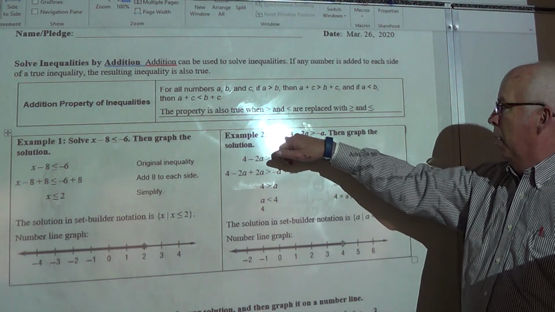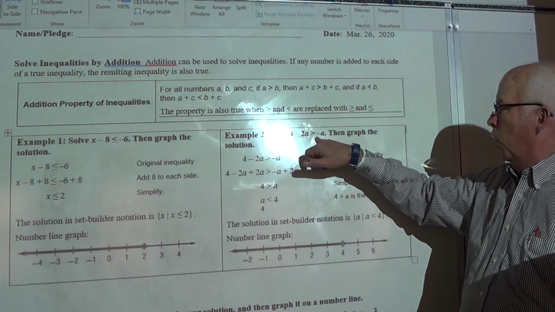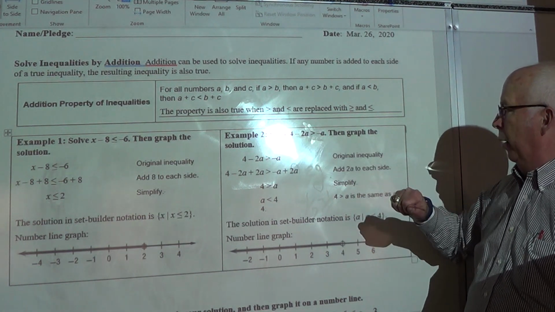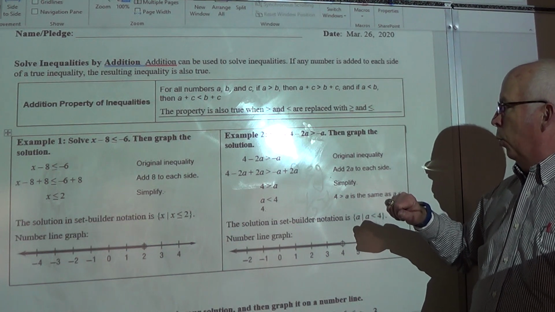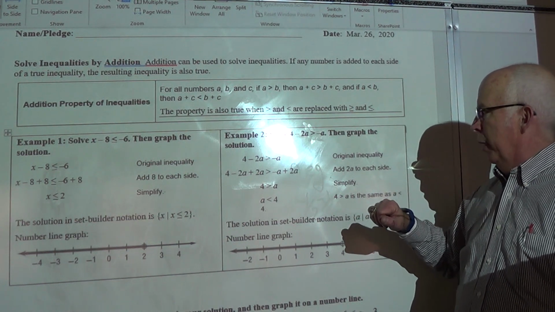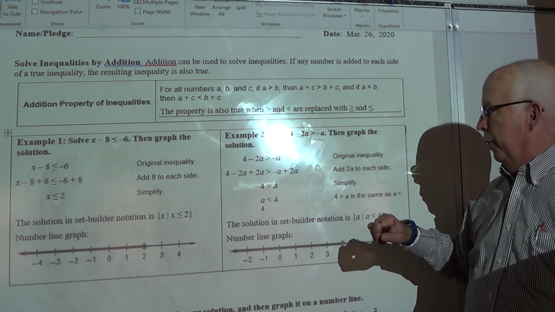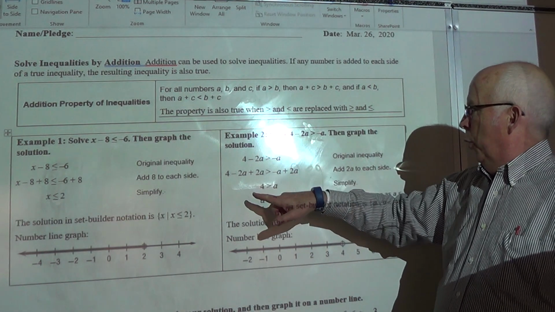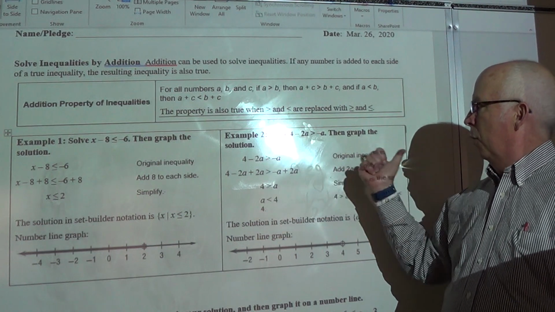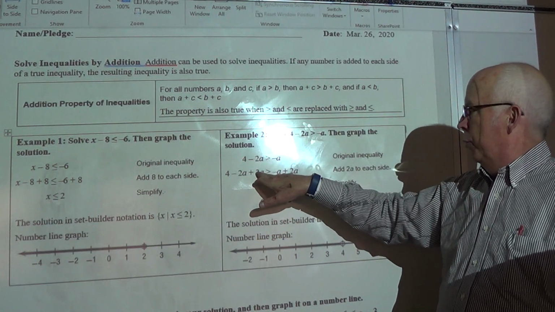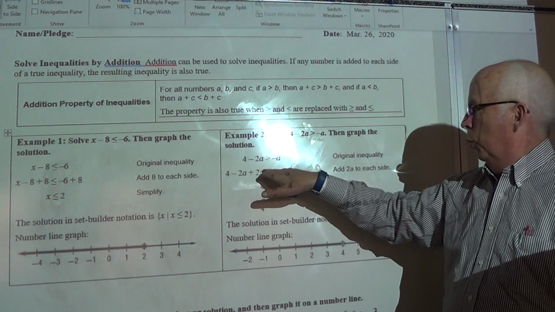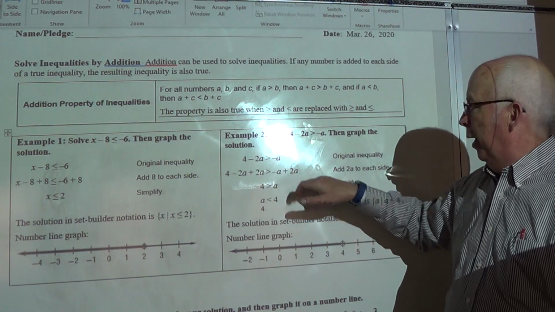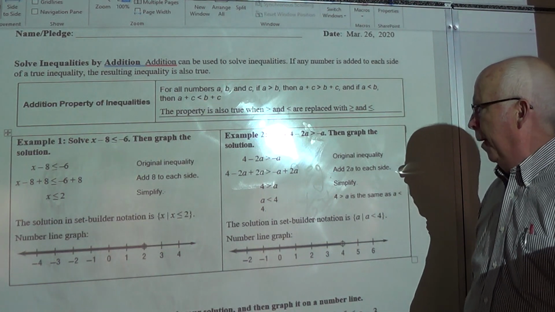So here we've got the equation 4 minus 2a is greater than negative a. No equal sign, so we're going to have a hollow circle when we get down to graphing it. We're going to get the variables on the left side and the numerals or integers on the other side. So we are going to move the 2a over to the right side by adding 2a to the left side, which will zero out or cancel out that negative 2a. And if I add 2a to this side, I've got to add 2a to the other side.